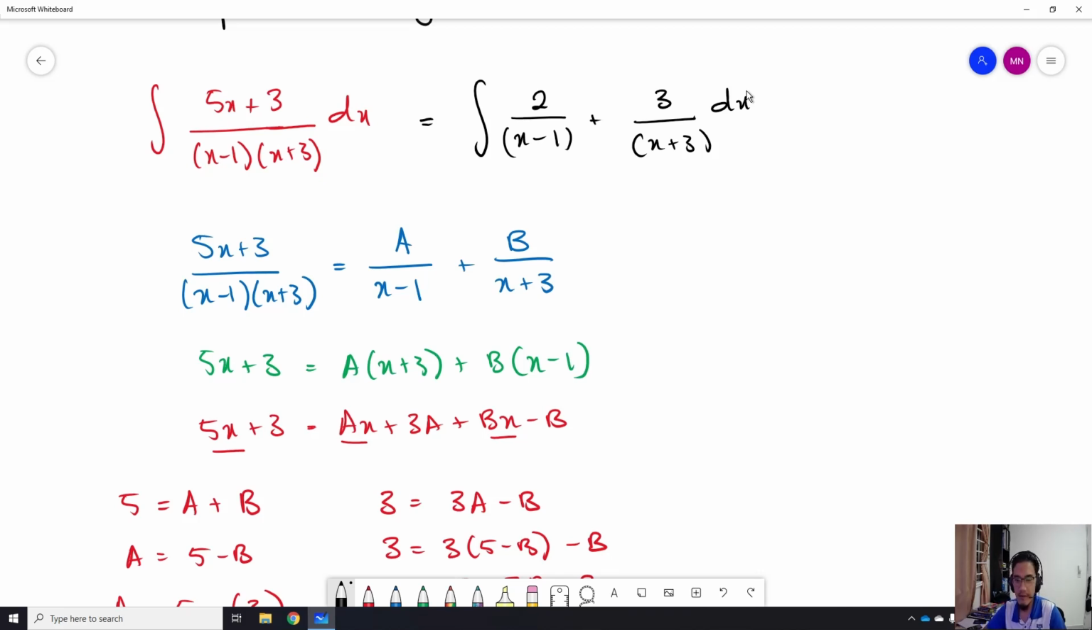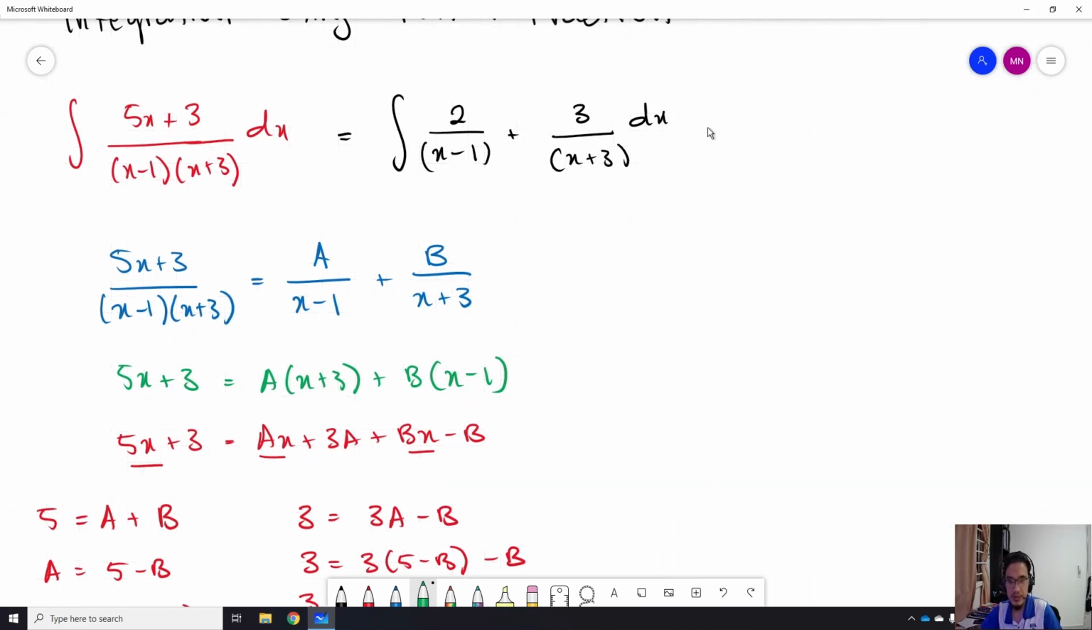Now we integrate. The integration of 2 over x minus 1 plus 3 over x plus 3 is equal to 2 ln of x minus 1, plus 3 ln of x plus 3, plus c. That is our answer for the integration using partial fraction. It is easier for us to integrate once we have done the partial fraction.